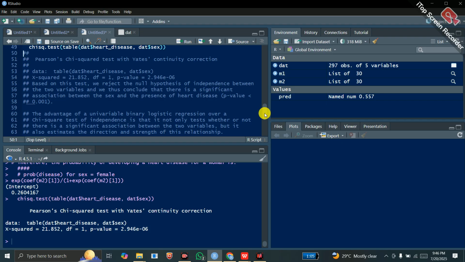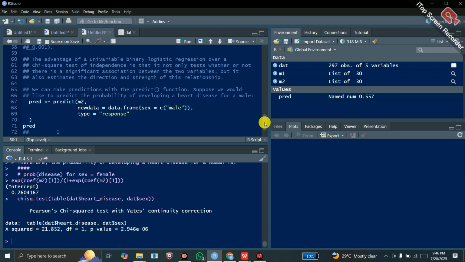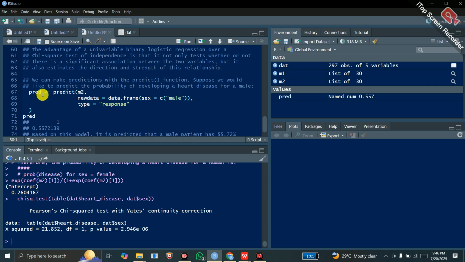However, the advantage of a univariable logistic regression over a chi-square test of independence is that it not only tests whether or not there is a significant association between the two variables, but it also estimates the direction and strength of this relationship. And prediction can be made with the predict function. Suppose, for example, we would like to predict the probability of developing a heart disease for a male, then we use this formula: predict M2, this is my model 2, newdata equal to data.frame, sex equal to male, and type equal to response.